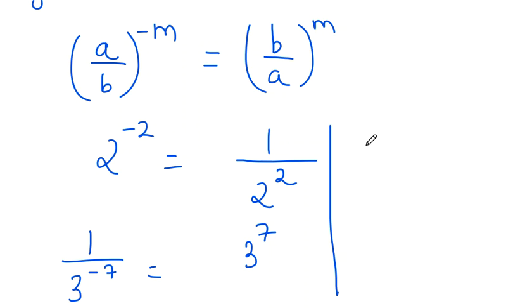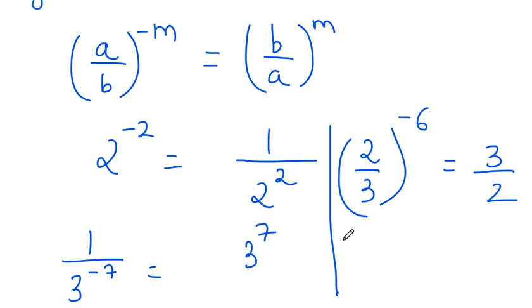That is, from the denominator, I made it the numerator. Let's take another example. If it is 2 upon 3 raised to minus 6, what will this be? 3 upon 2, just change its side, raised to 6. I think this is clear. Okay. Now let's take a few examples.